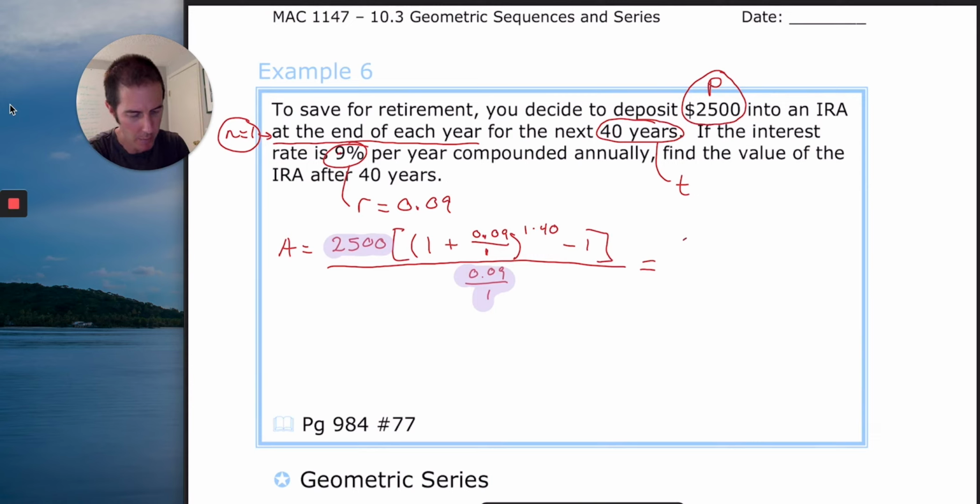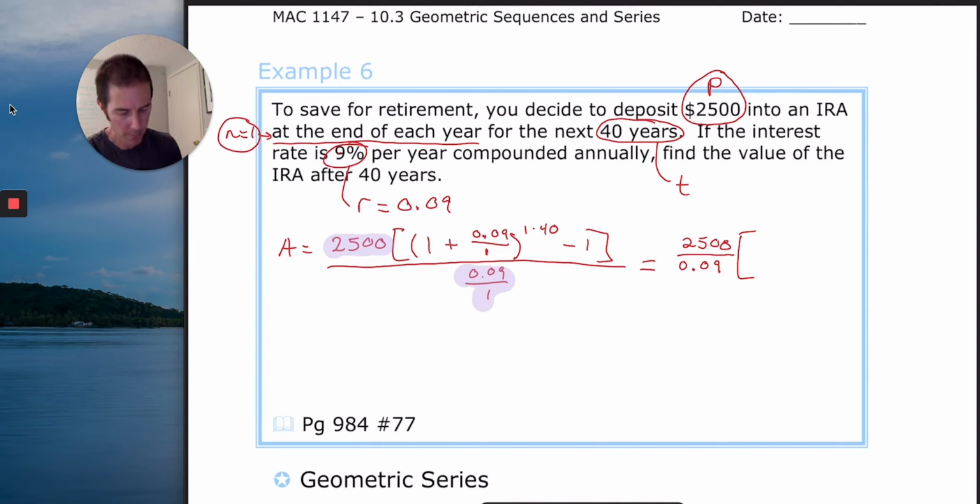I would probably do 2,500 divided by my 0.09. Because multiplication and division have the same priority level in PEMDAS, I can do those in whichever order I want. Multiplication, division, I can shuffle them around. So I'm going to do that division first, and then I'm going to multiply by.